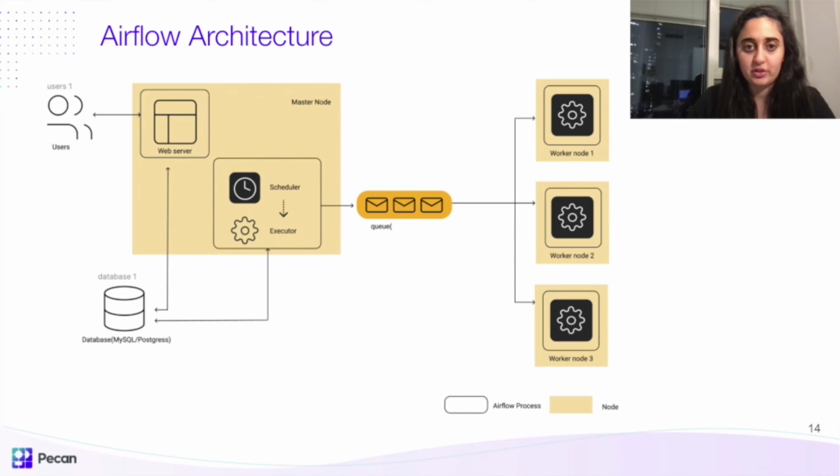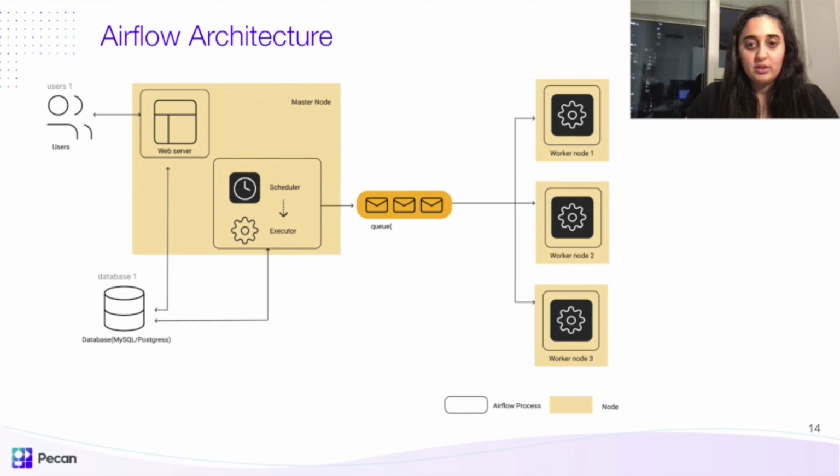Next is the scheduler. This is the most important part of Airflow. The scheduler is responsible for orchestrating different DAGs and their tasks and taking care of their interdependencies, limiting the number of runs of each DAG so that one DAG doesn't overwhelm the entire system, and makes it easy for users to schedule and run DAGs on Airflow.